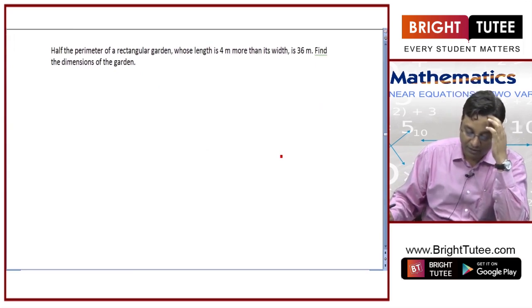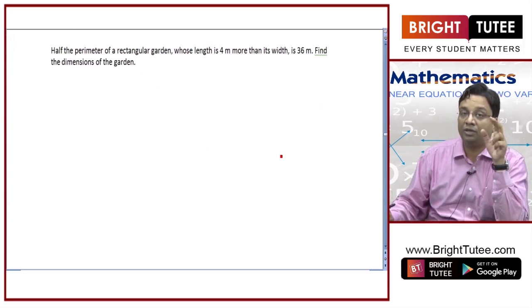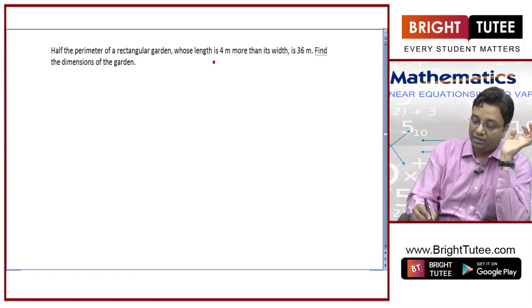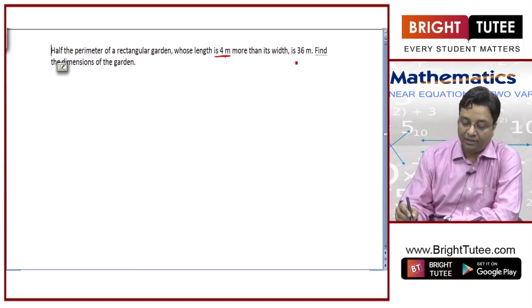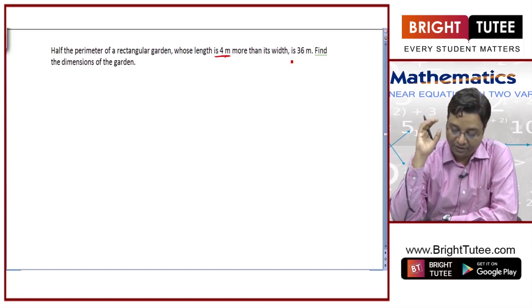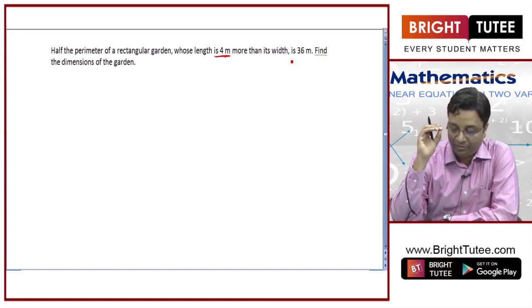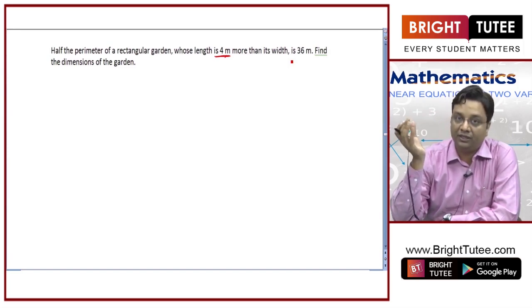Okay, let us look at this question here. Half the perimeter of a rectangular garden, whose length is 4 meter more than its width, right? The half the perimeter is 36 meter. Find the dimensions of the garden.